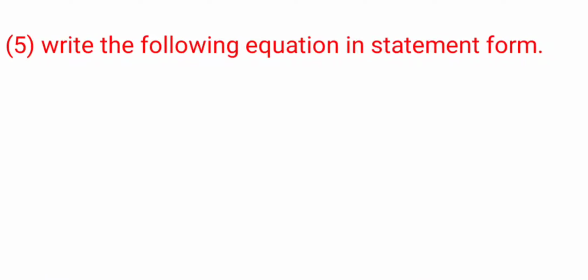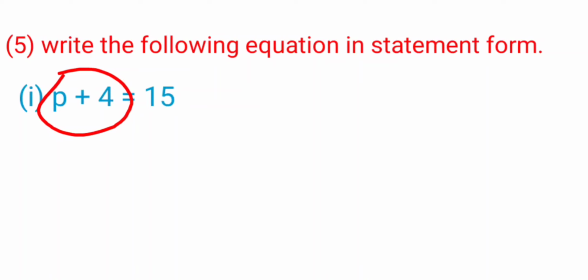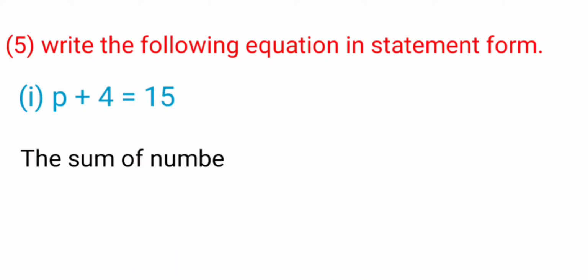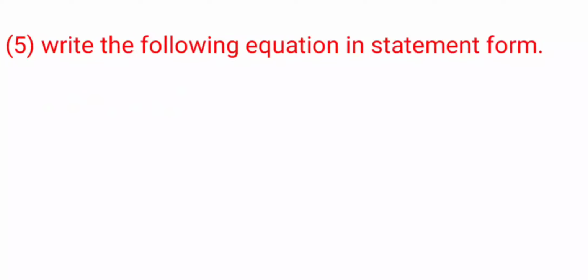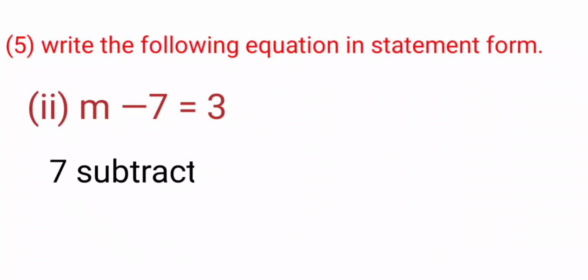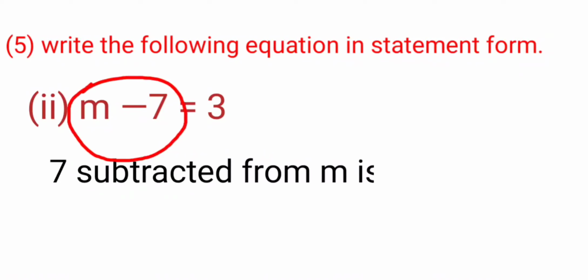Next, write the following equations in statement form. Here the equation is p plus 4 is equal to 15. On the left hand side, the sum of numbers p and 4 is equal to 15. That means is 15 or gives 15. The sum of numbers p and 4 is 15. Next, m minus 7 is equal to 3. Subtract 7 from m is 3.